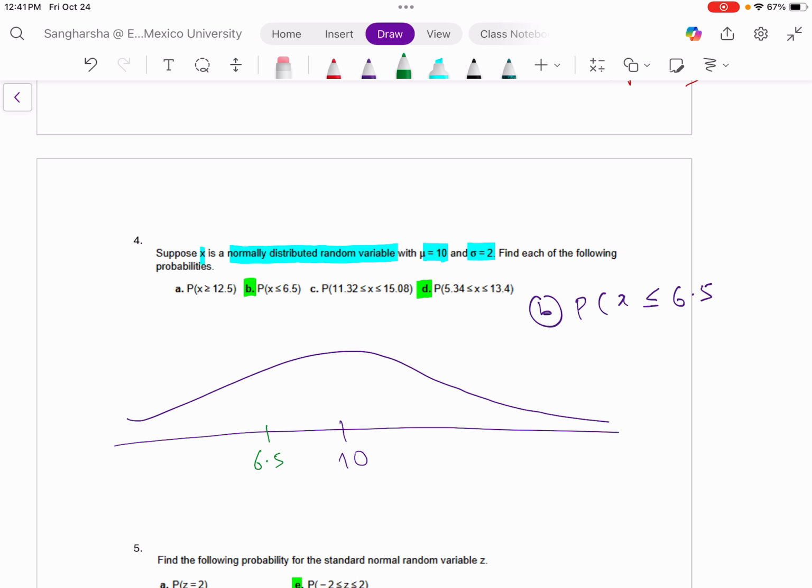You draw a vertical line here and here. So we want to find the probability that x is less than 6.5. Less than means everything on the left. So we are interested in finding the area of this region, the area under this part of the curve.